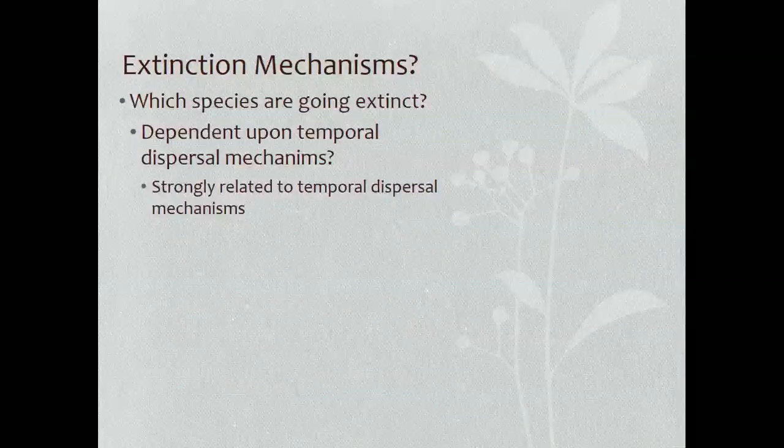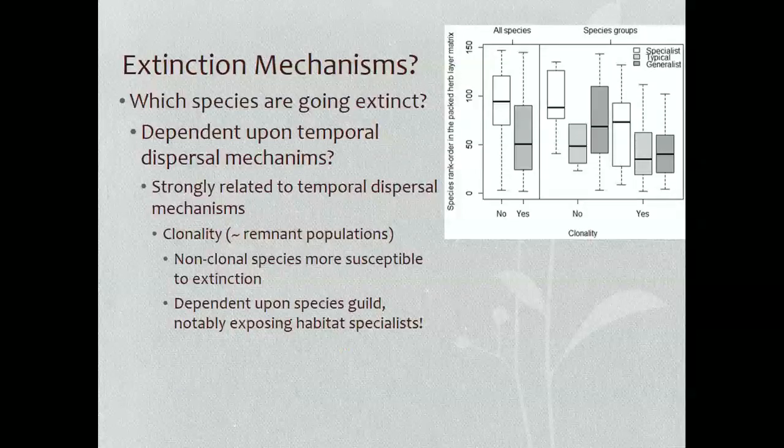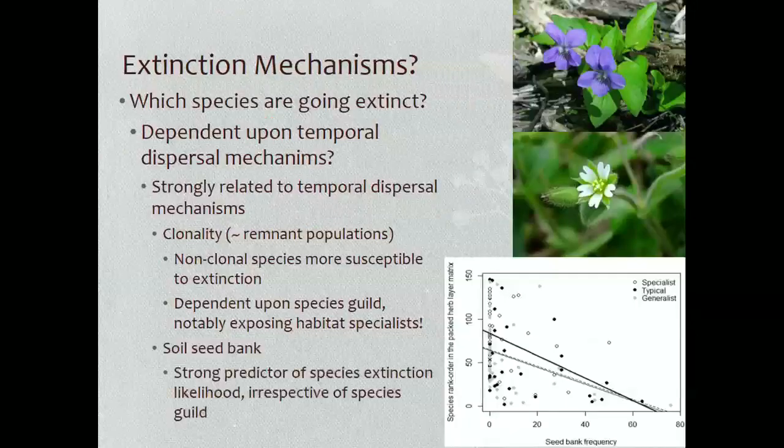Is it dependent on temporal dispersal mechanisms? It was strongly related, like clonal species; across all species, if you had no clonal potential, you were much more prone to extinction. And this was again true specifically for habitat specialists which had no possibility for clonal persistence or temporal dispersal. But then if we looked at the soil seed bank specifically, this was actually the best predictor of presence in the system. So the more a species occurred in the seed bank, the less likely it was to go extinct throughout the system.